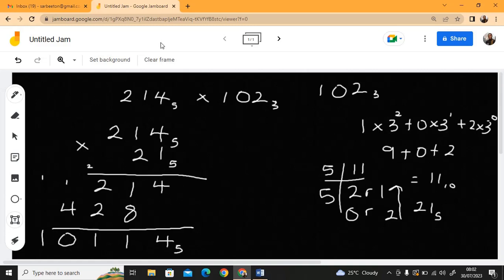Now the last one, let's look at binary. Your teacher will start from binary for you, but I just start from the complex one, but it's still the same. Let's assume you are given something like this. You have 1, 1, 1, 0, 1 times 1, 0, 1 base 2. You should be able to do this one on your own. This is the simplest.